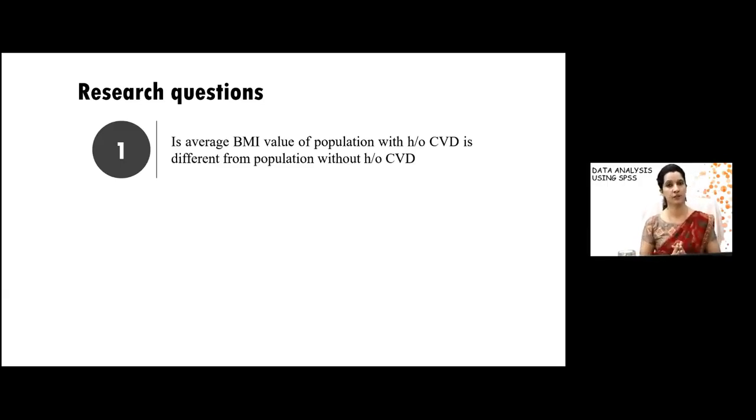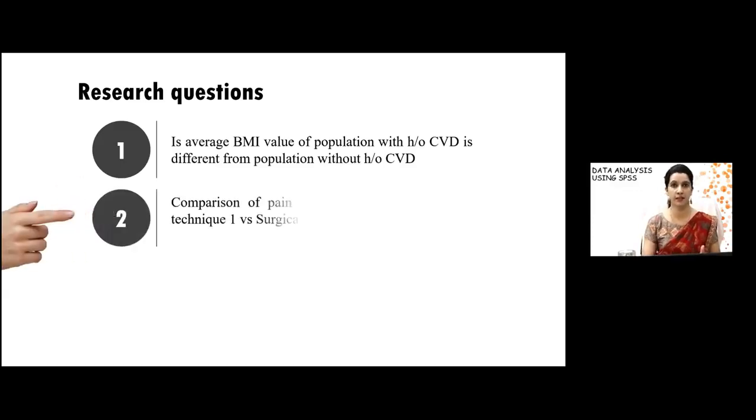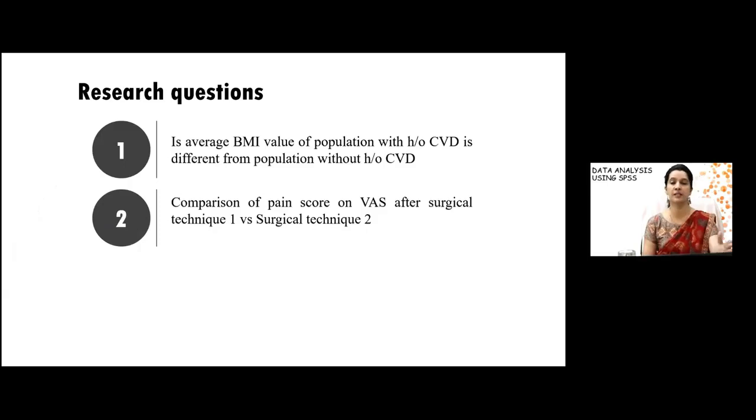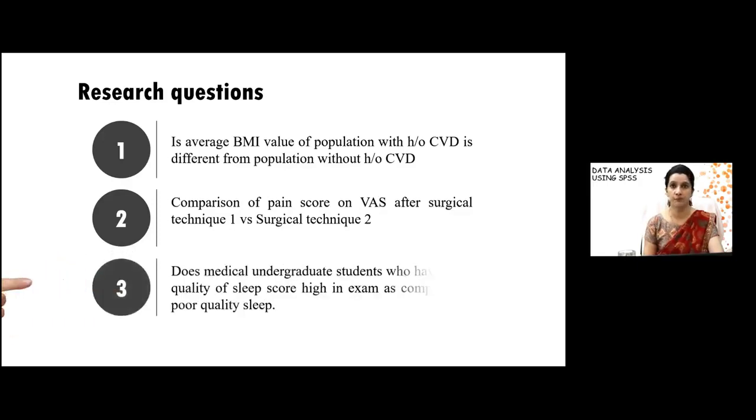So the first research question could be: is the average body mass index value of the population with and without a history of CVD the same? The second is the same example which we gave you in the independent sample t-test, a comparison of pain score on a visual analog scale after surgical technique 1 versus surgical technique 2. And the third one is: do medical undergraduate students who have good quality of sleep score higher in the exam as compared to those with poor quality sleep?